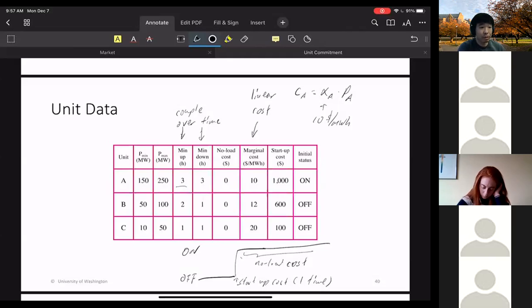Yeah, so normally we will have some no load cost, but in this problem, we'll just assume it's 0 for simplicity. Okay. Good. Any other questions?